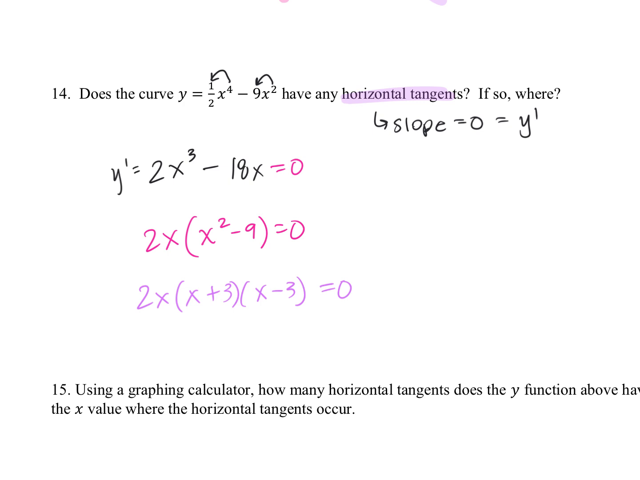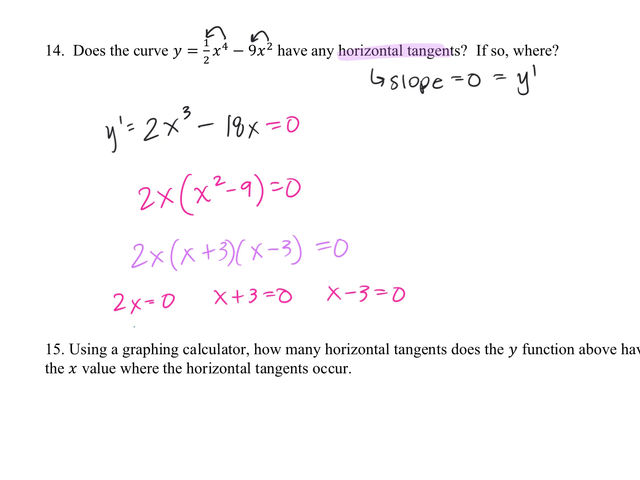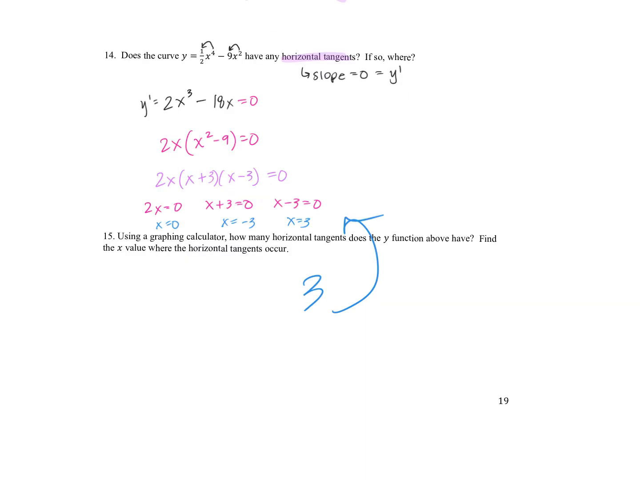Yeah. And when do each of those equal 0? When does 2x equal 0? When does x plus 3 equal 0? When does x minus 3 equal 0? At 0. Because 0 divided by 2 is 0. And positive 3 and negative 3. So you had one of them, bud. We found the other 2 points. Awesome. I'm just going to, that one's just answered above.